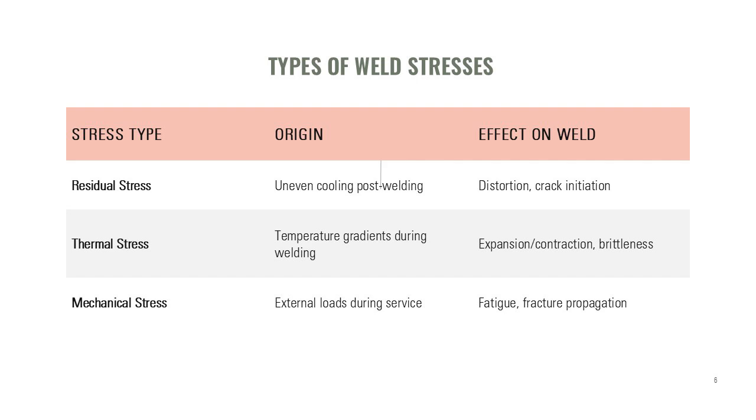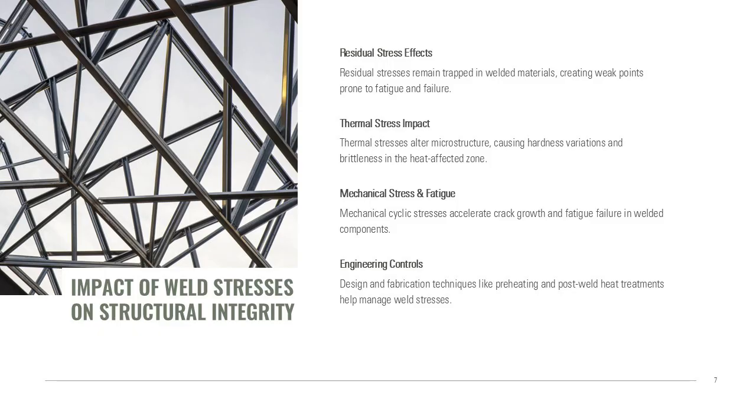Mechanical stresses result from external loads such as tension, compression, bending, and fatigue during operation. These stresses interact and may initiate microcracks or propagate existing flaws, ultimately compromising structural integrity. Understanding these stress types is essential for designing welds that withstand operational demands and environmental conditions. The combined effect of residual, thermal, and mechanical stresses can significantly reduce the durability of welded steel components.